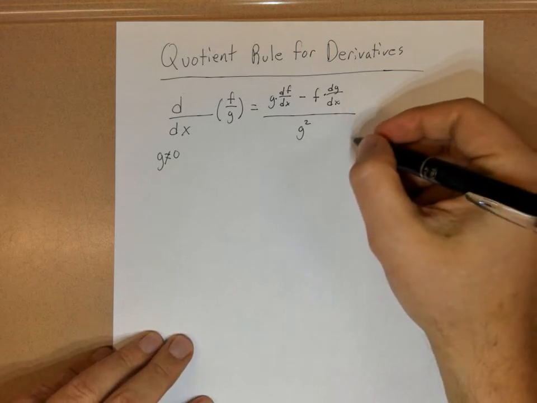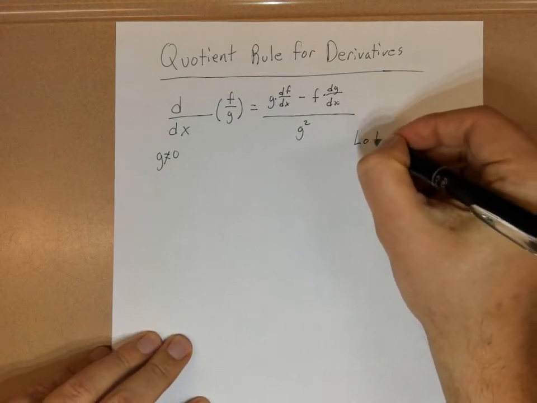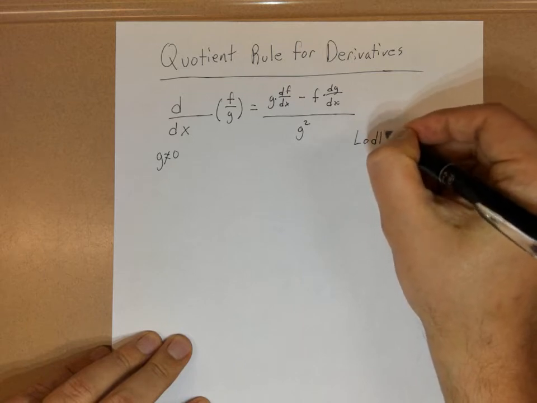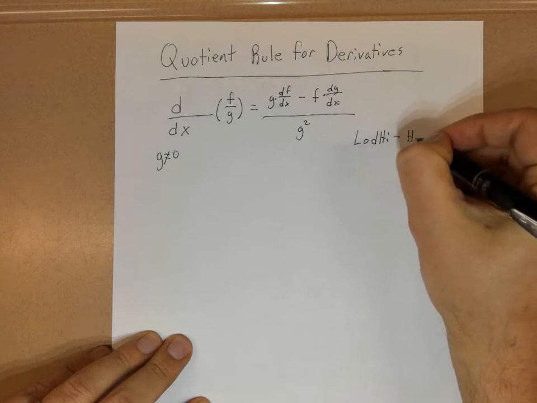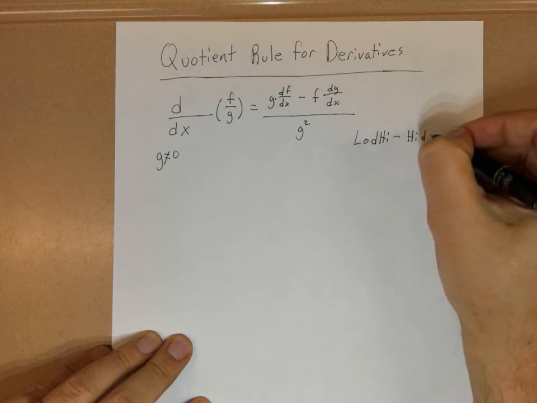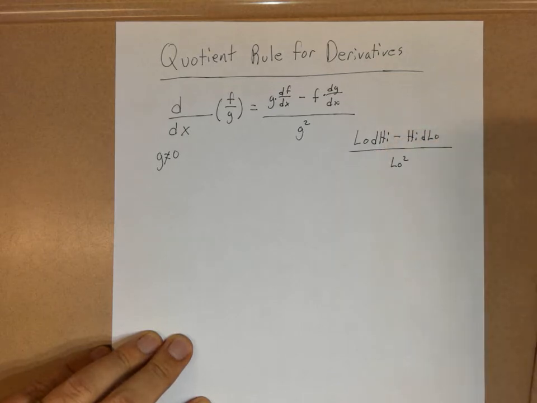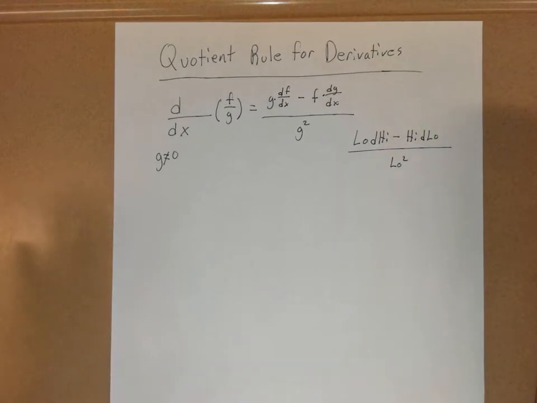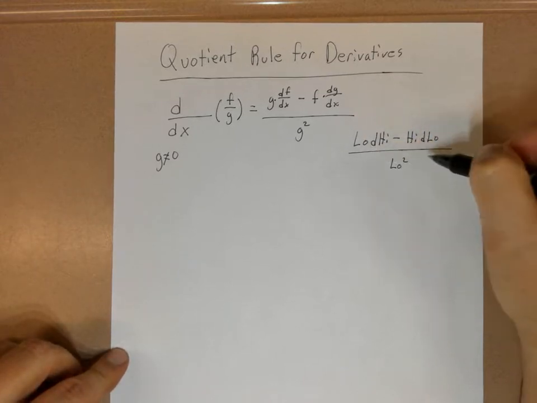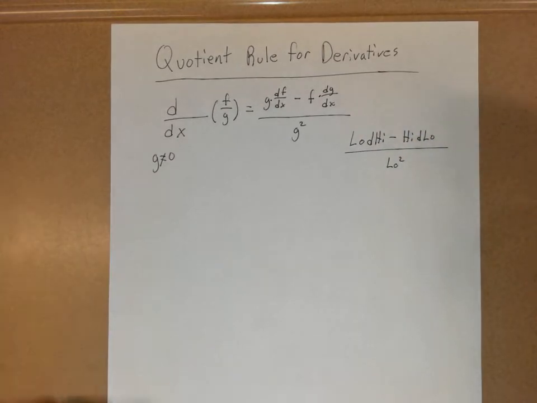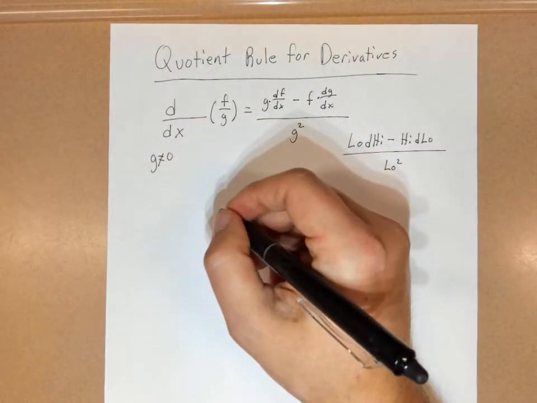Another way you might see this is as low d high minus high d low, all over low squared. You can turn it into a little song if you want to: low d high minus high d low all over low squared. Some people have used that, I don't, but it's there if you need it.